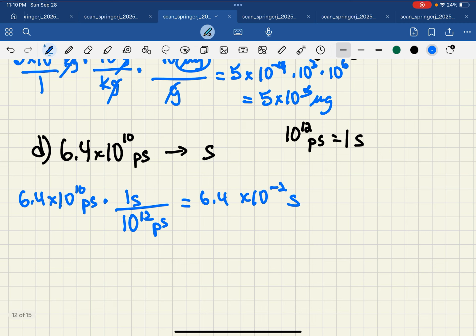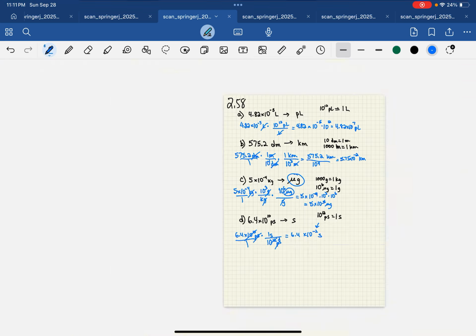10 to the 12th picoseconds per second. So we start with 6.4 times 10 to the 10th picoseconds, and we're going to divide that by 10 to the 12th picoseconds. So our picoseconds cancel. 10 to the 12th with 10 to the 10th. That will be 10 to the 2nd on the bottom. 10 to the 2nd on the bottom is 10 to the minus 2 on top. 6.4 times 10 to the minus 2 seconds. So that takes care of that problem.